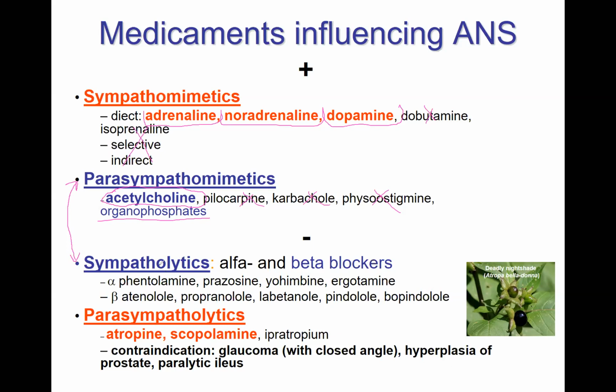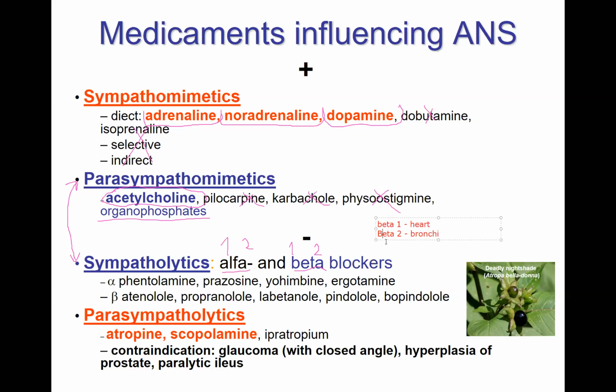So the sympatholytics, which means they block the function, we can distinguish as alpha 1, alpha 2 receptors, beta 1 and beta 2 receptors. Why is it so important? For example, beta 1 are in the heart, beta 2 in the bronchi.